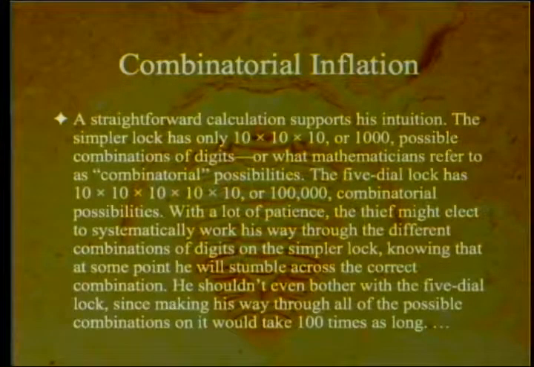A straightforward calculation supports his intuition. The simpler lock has only 10 times 10 times 10, or 1,000 possible combinations of digits, or what the mathematicians refer to as combinatorial possibilities. The five-dial lock has 100,000 combinatorial possibilities. Supposing that you go through each combination in 1 second, well, you can see which lock you're going to have to work harder at. With a lot of patience, the thief might elect to systematically work his way through the different combinations of digits on the simpler lock, knowing that at some point he will stumble across the correct combination. He shouldn't even bother with a five-dial lock, since making his way through all the possible combinations on it would take 100 times as long. And think about supposing you had 100 dials.